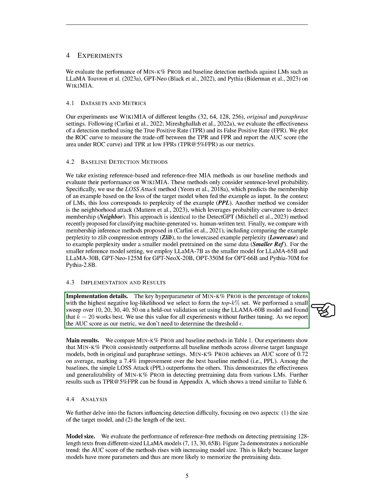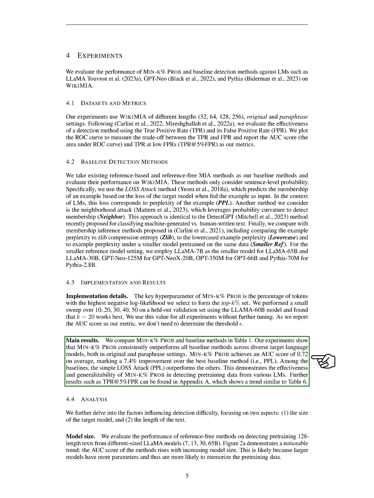Section: Main Results. We've conducted a series of experiments to compare our method, which we call min-K% PROB, with other baseline methods. The results show that our method consistently performs better across a variety of language models, both in their original form and when paraphrased. On average, min-K% PROB achieves an AUC score of 0.72, which is a 7.4% improvement over the best-performing baseline method. This shows that our method is effective and versatile in detecting pre-training data from various language models.